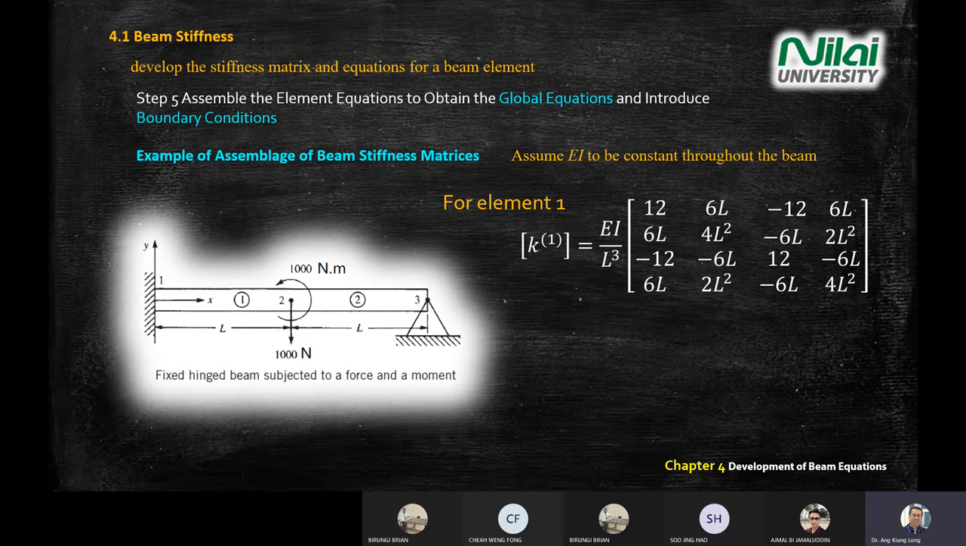So we will repeat writing the stiffness matrix k. Again, you see a small k here, which means element. This one is element one: EI over L cubed, and this is the standard form: 12, 6L, minus 12, 6L. So you write this.